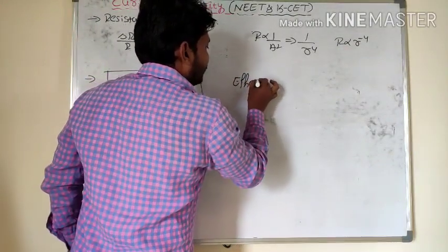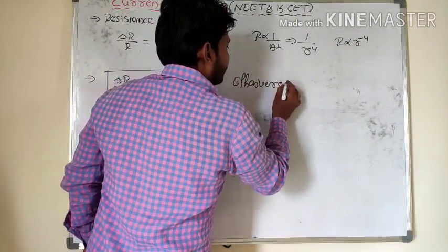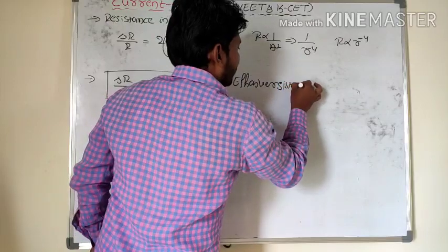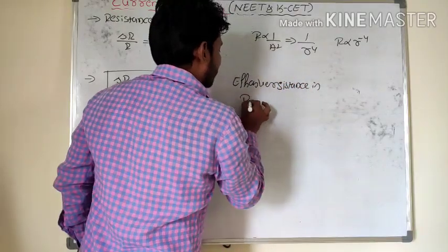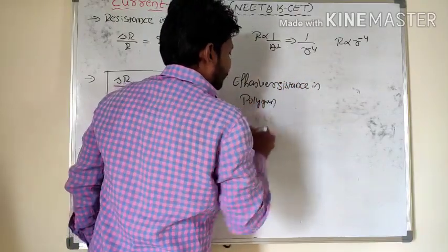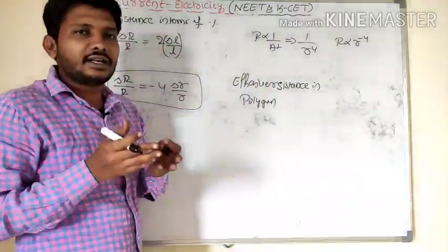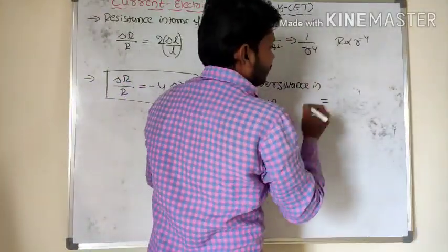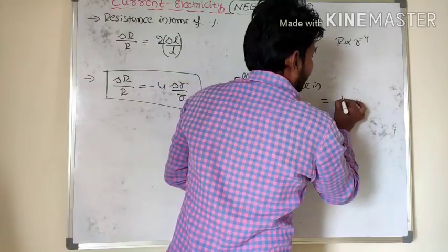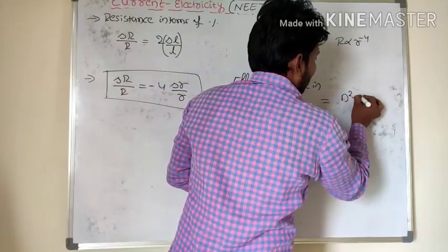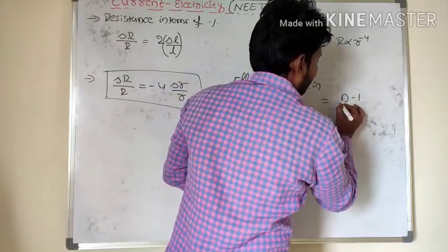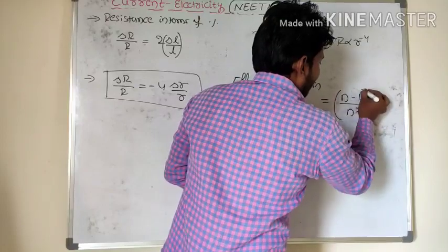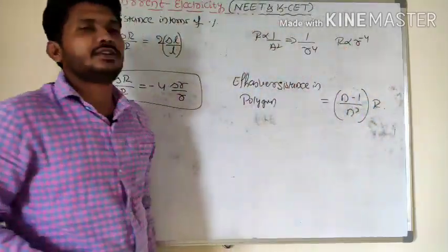Effective resistance in polygon shape, where all the resistances are arranged in a polygon manner. Then what about the equation here? n square minus n minus 1 divided by n square into resistance.